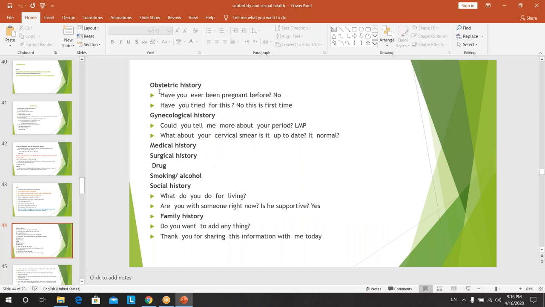Then goes the template of static history. Have you ever been pregnant before? Have you tried any treatment for that? Could you tell me more about your period? When was the last one? About your cervical smear? Any medical history? Any surgical history? Any drug, smoking and alcohol? Social history? What do you do for a living? Are you married right now? Is he supportive? Any family history you want to tell me about? Thank you for sharing this information.